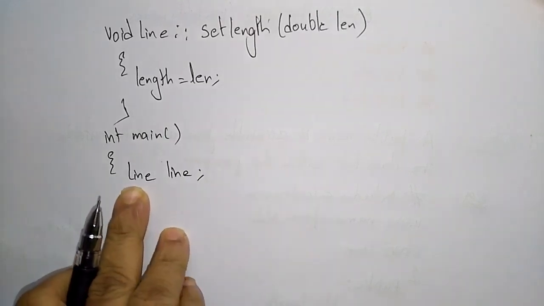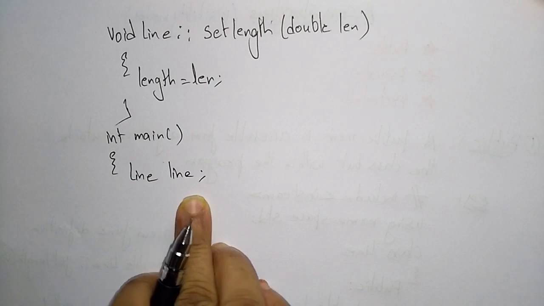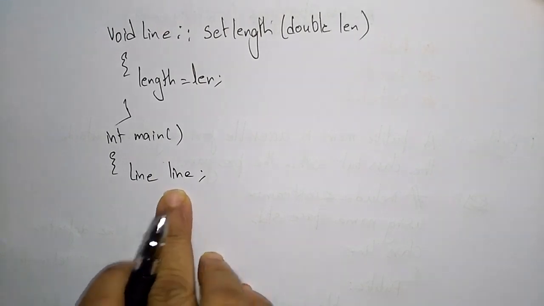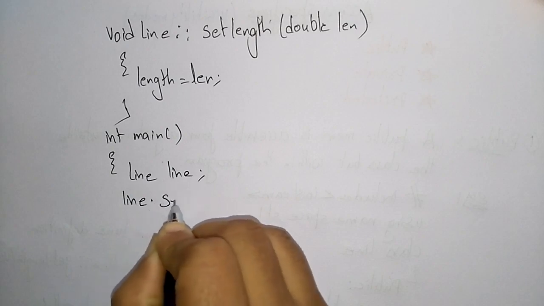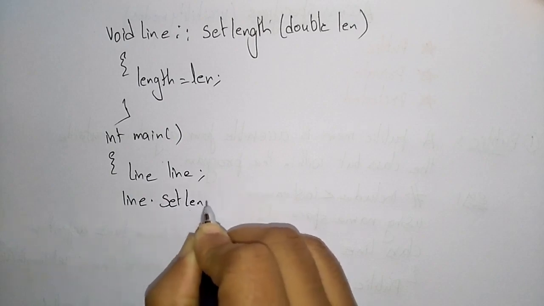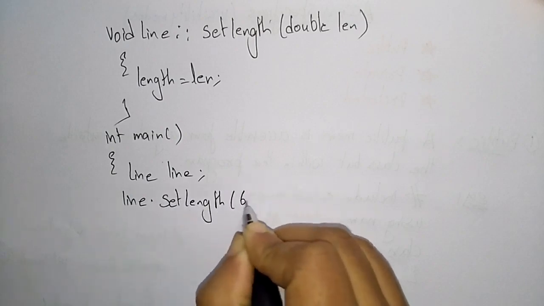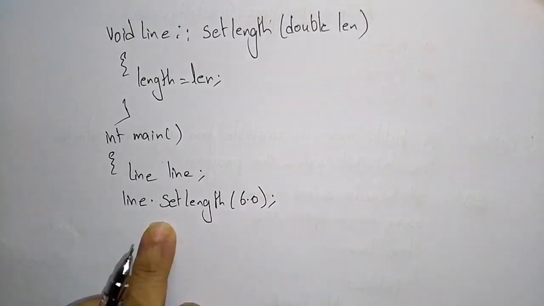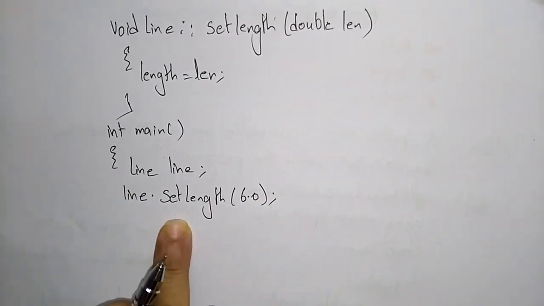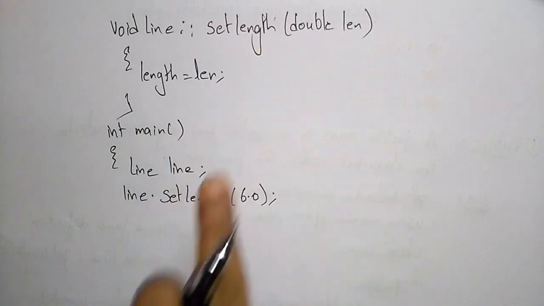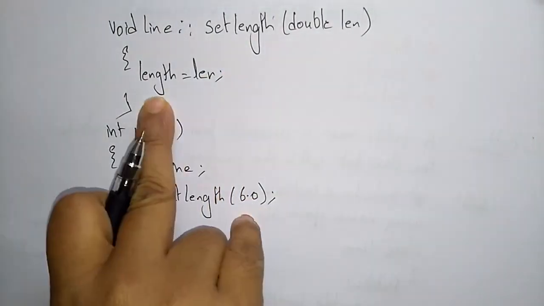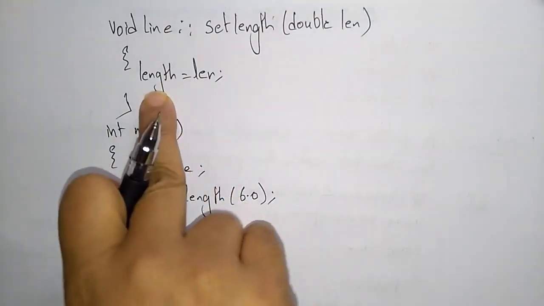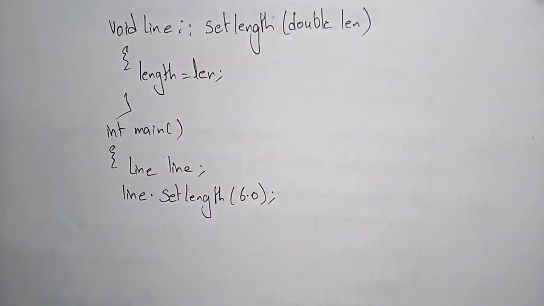So Line is the class and this is the object. I declare the object. Now with the help of the object I am calling the functions, line dot setLength, and giving the variables values. Line is the object, setLength is the function which I am calling. So whatever the length is, 6.0 will be stored in the length.